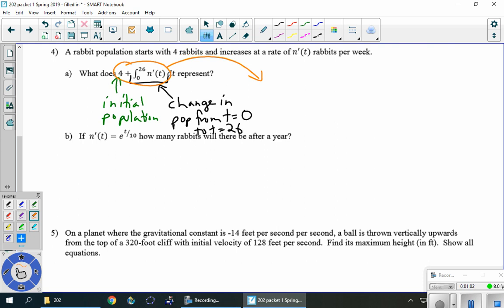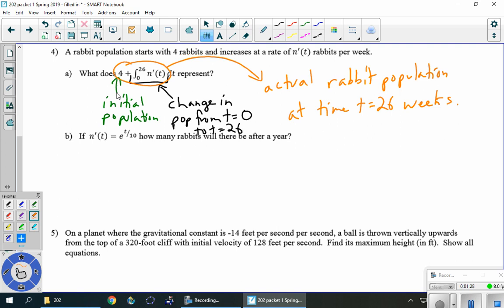But the final answer then is the actual rabbit population at time t equals 26 weeks. So at that one moment in time, the whole expression represents the population then.